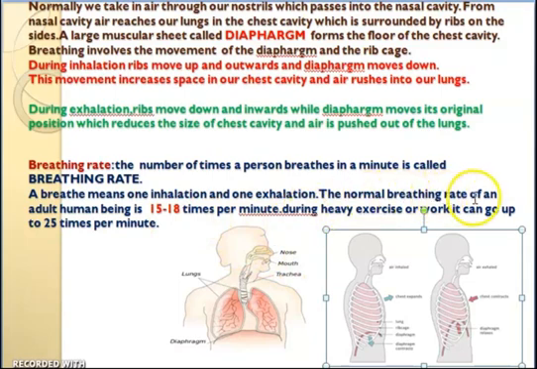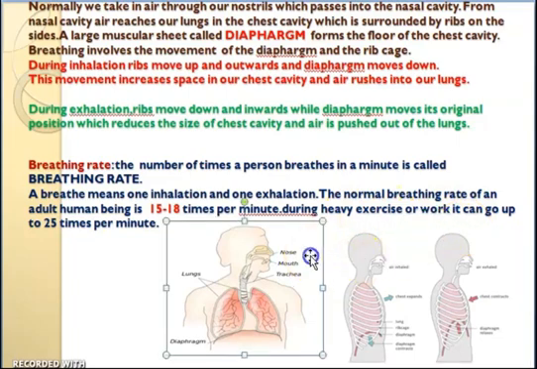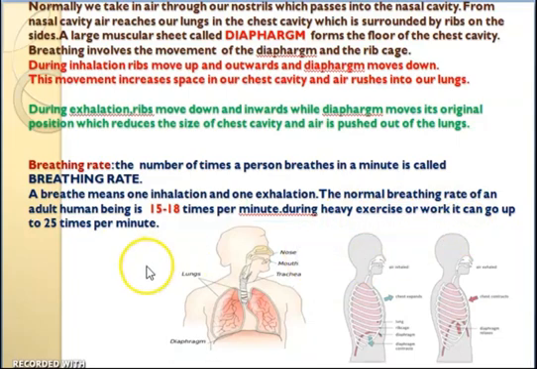And the normal breathing rate of an adult human being is 15 to 18 times per minute. But this can vary when we work hard, we do some heavy work, or during heavy exercise, it can go up to 25 times per minute.